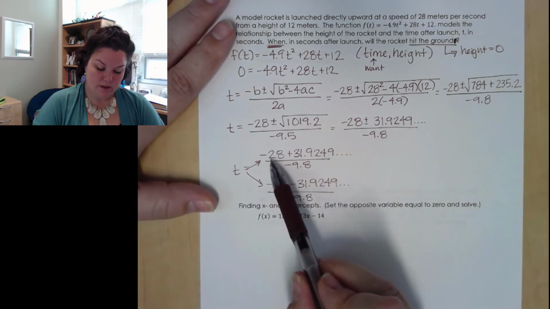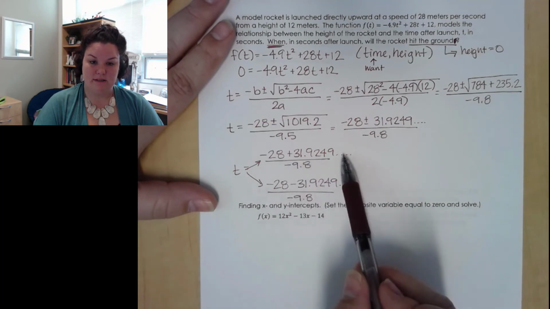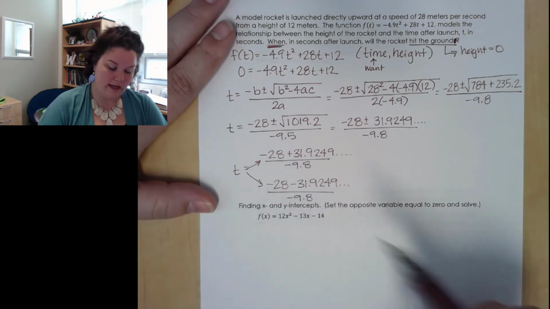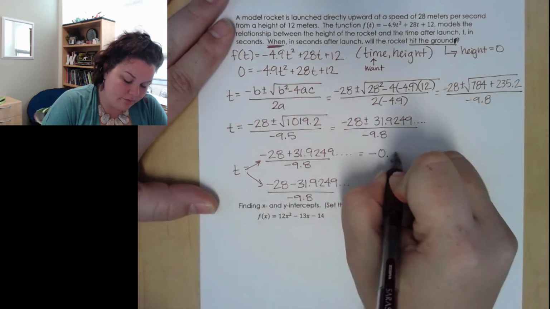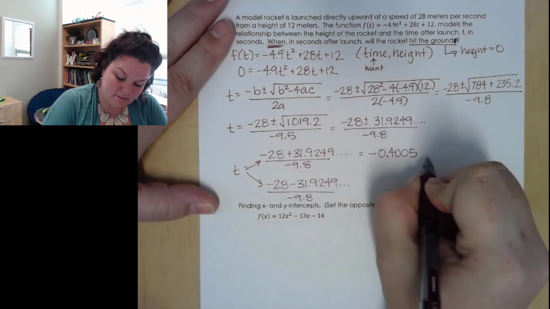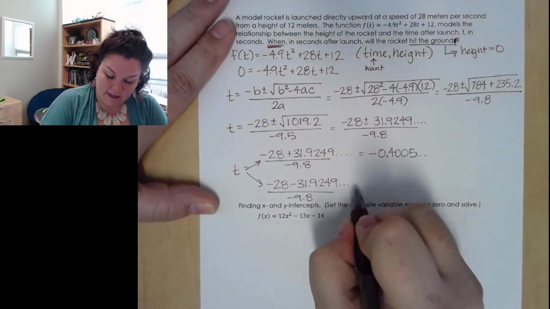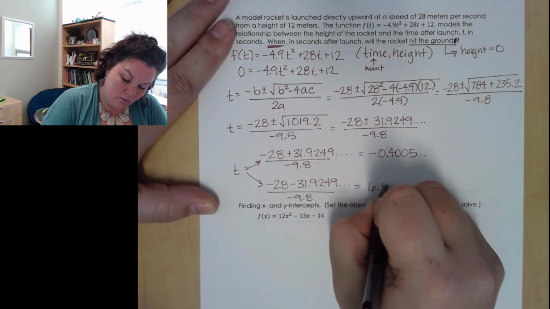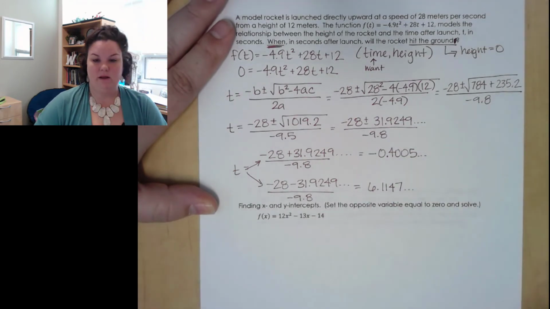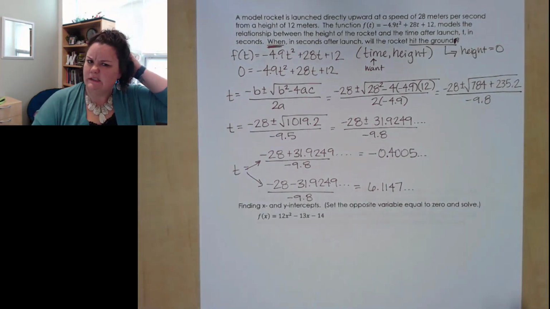If I do negative 28 plus 31 point mess and divide that by negative 9.8, I'm going to get a negative 0.4005 and some more digits. When I calculate this next one, I'm going to get 6.1147 and so on. Okay, so let's think about these.